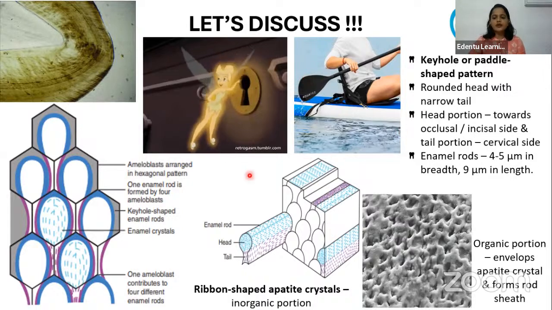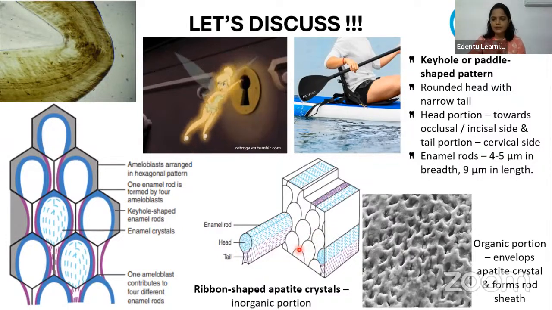Okay, now the head portion, that is the round head, will always be facing towards the occlusal or the incisal side, and the narrow tail portion will be facing downwards to the cervical side. Okay, so usually these enamel rods will have a measurement of 4 to 5 micrometer in breadth and 9 micrometer in length.